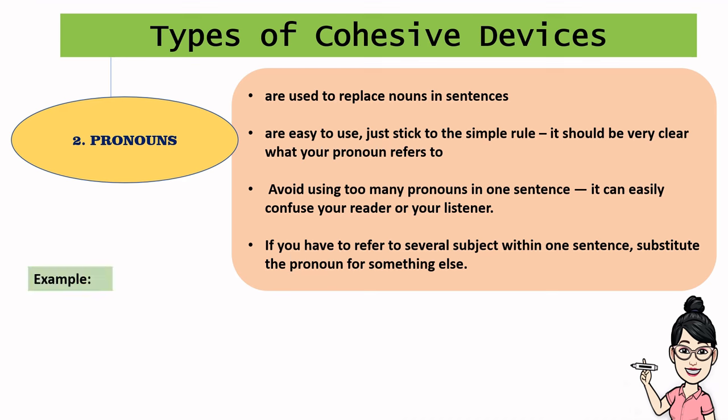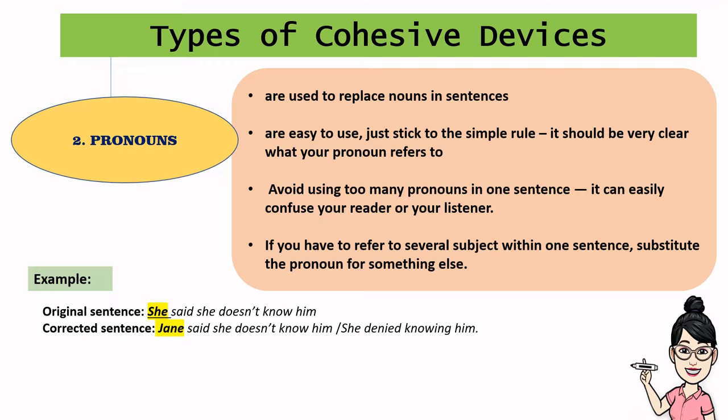For example, your original sentence is, she said she doesn't know him. Corrected sentence: Jane said she doesn't know him. She denied knowing him. In the second example, not only did we use just 2 pronouns instead of 3, we also made the sentence more concise.